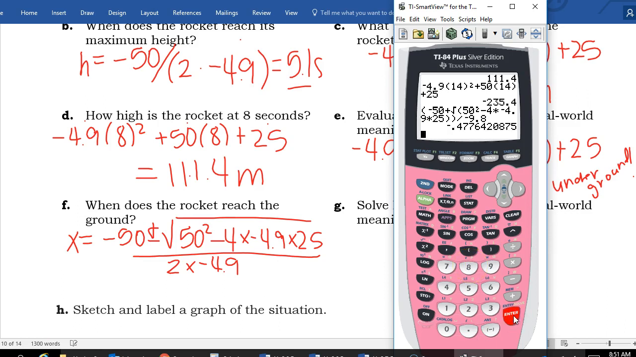So I have negative 0.477 for my plus answer, and for my minus answer, I have 10.68. So the negative answer is actually outside the domain of my problem. The positive answer, 10.68, shows when the rocket reaches the ground.